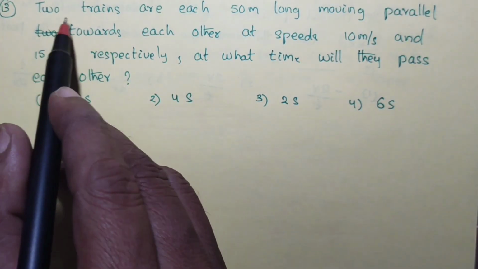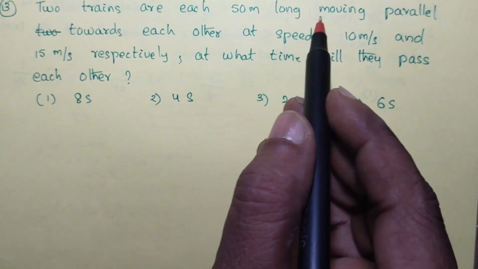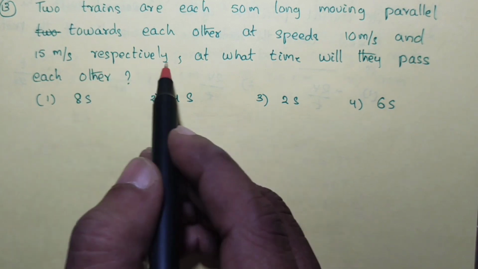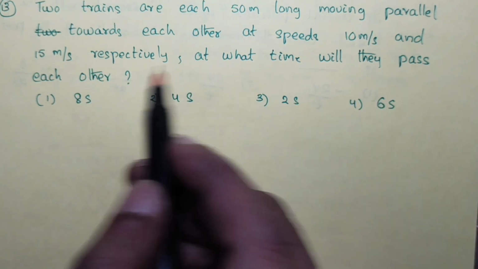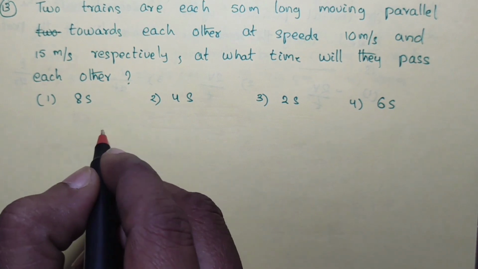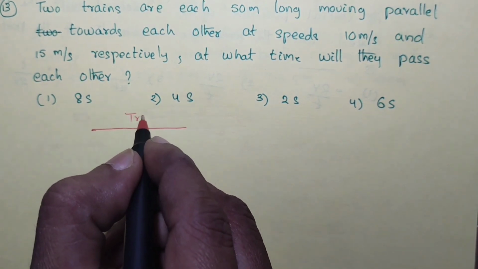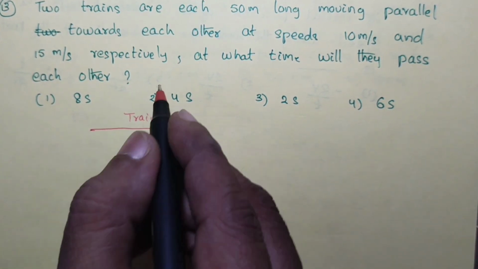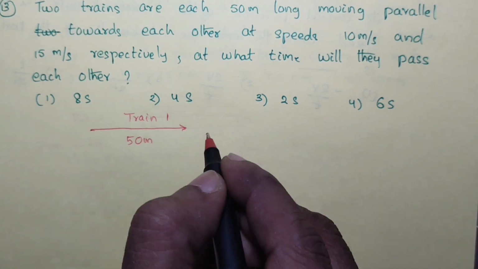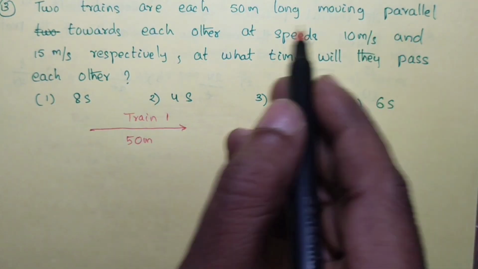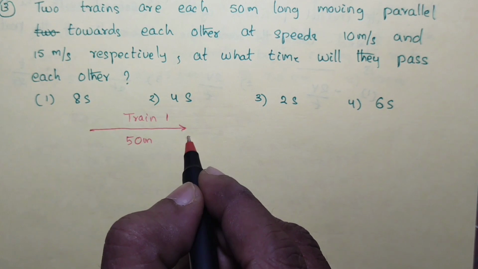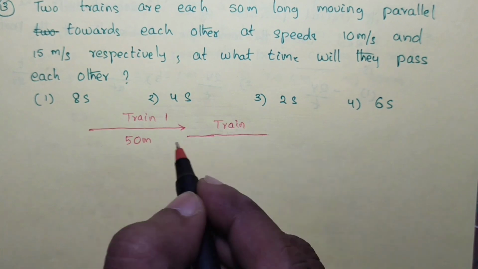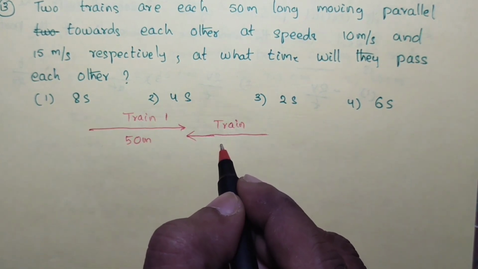So students, let us see this problem. Two trains are each 50 meters long, moving parallel towards each other at speeds 10 meters per second and 15 meters per second respectively. At what time will they pass each other, it is asking. Let us take train 1 in this direction. The length of this train is 50 meters, and in the opposite direction, towards each other, train 2, which has a length of 50 meters.